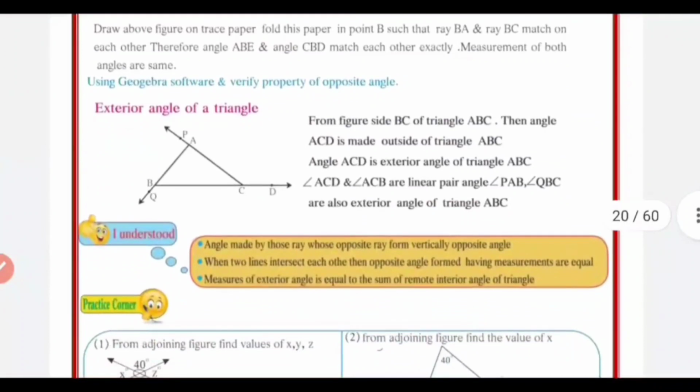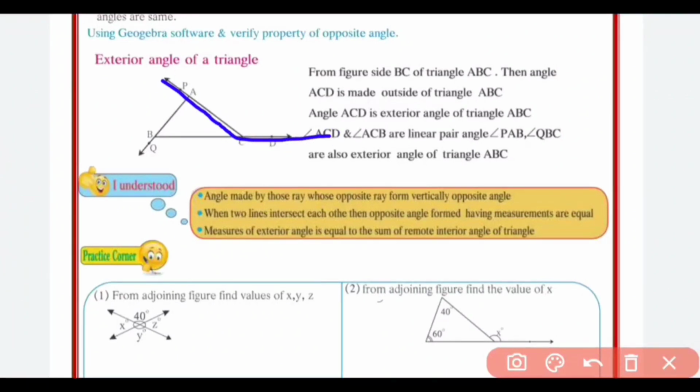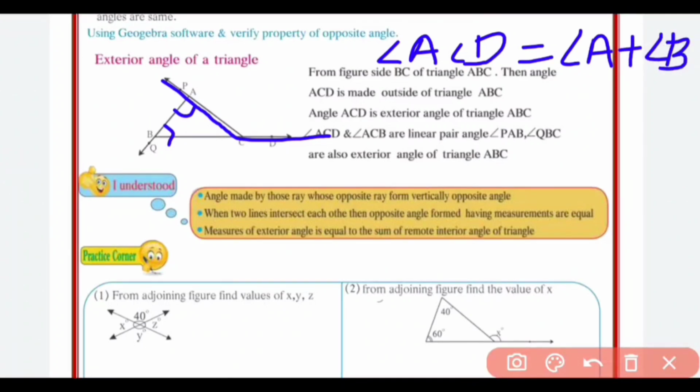Now the next concept is the exterior angle of a triangle. The measure of an exterior angle is equal to the sum of the remote interior angles of the triangle. So this is the exterior angle. As you all can see, angle ACD is the exterior angle. Exterior means outside of the triangle. So the measure of angle ACD will be equal to the measure of the remote interior angles, that means angle A plus angle B.